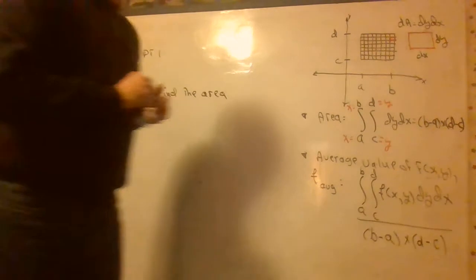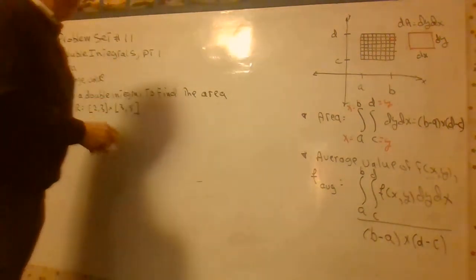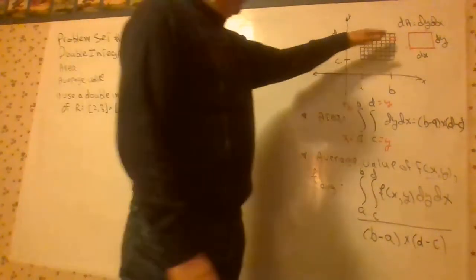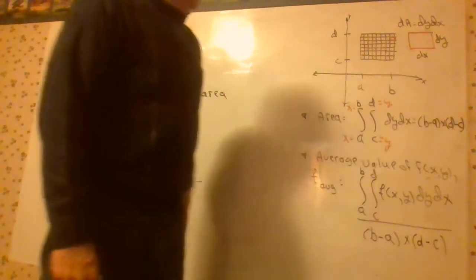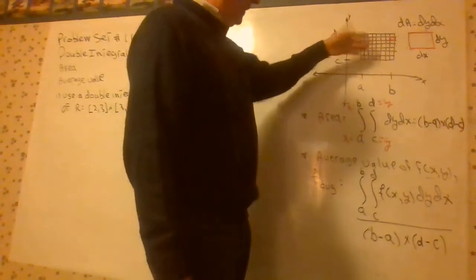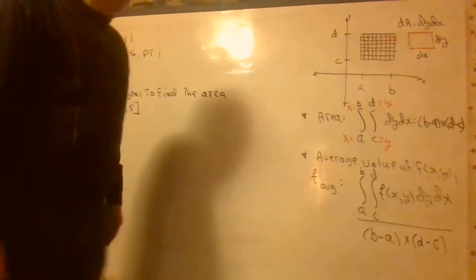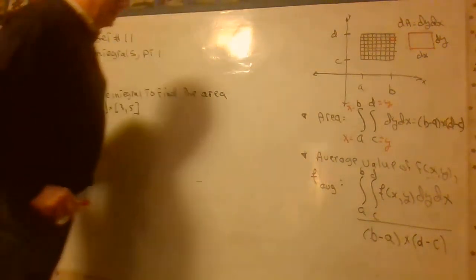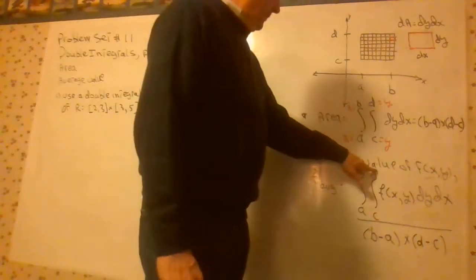It's just length times width. Of course, we can expand this. This could be any shape region. Next problem set, we'll talk about other regions that are not rectangles, but we have to start somewhere. We'll talk about average value in a minute.